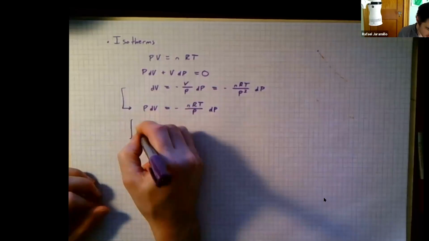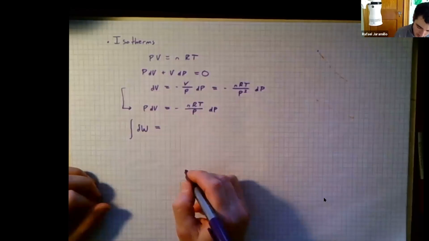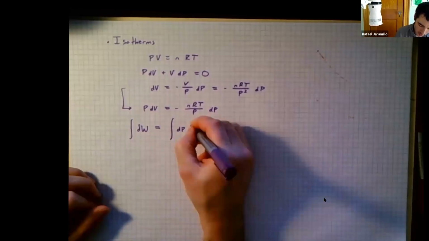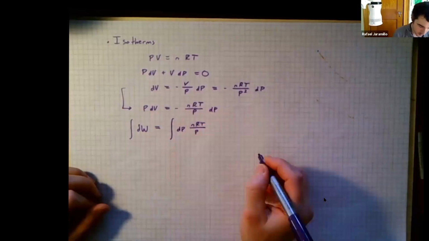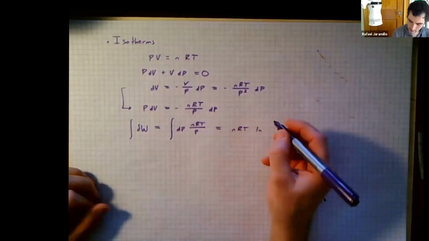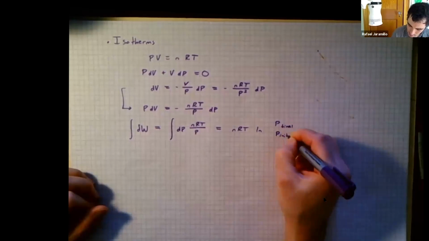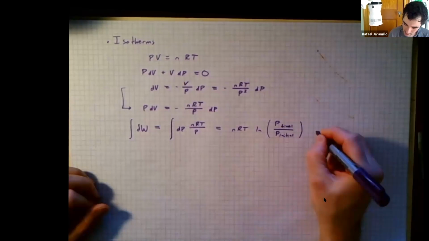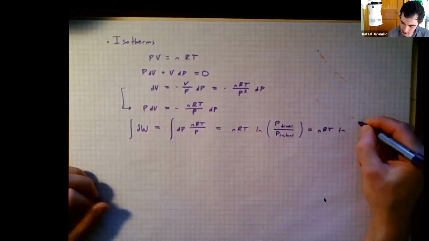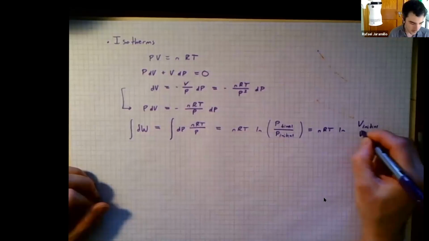So the integral of work equals the integral of dP nRT over P, equals what? nRT natural log P final over P initial, which, again using the equation of state, equals nRT natural log V initial over V final. Okay. That's useful.